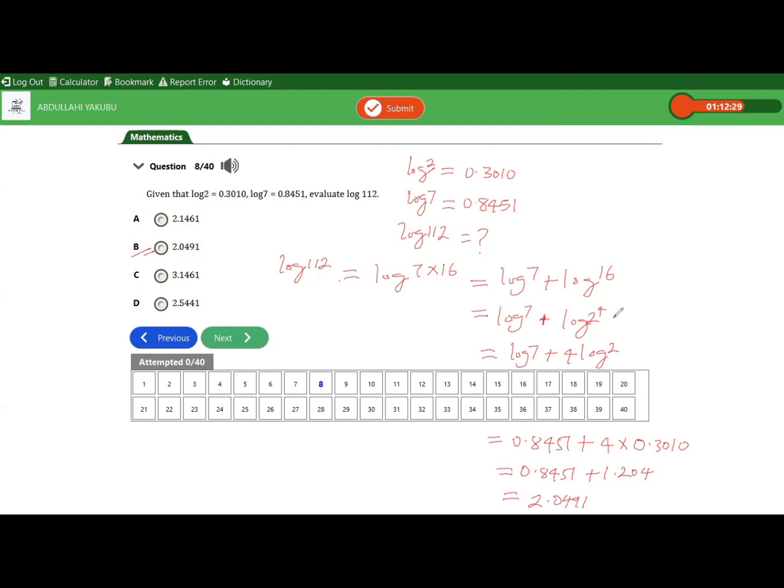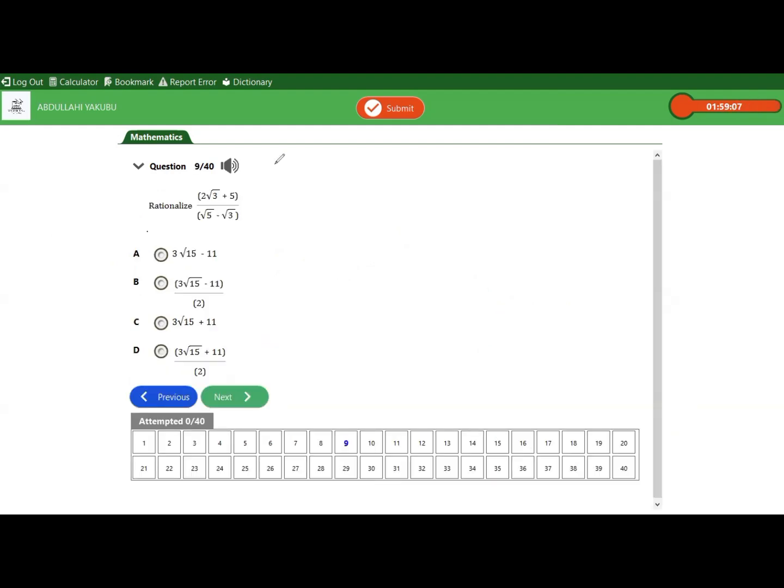So don't make a mistake by saying 4 raised to power 2, rather 2 raised to power 4. Is that understood? So let's look at the next question. So here's the next question.